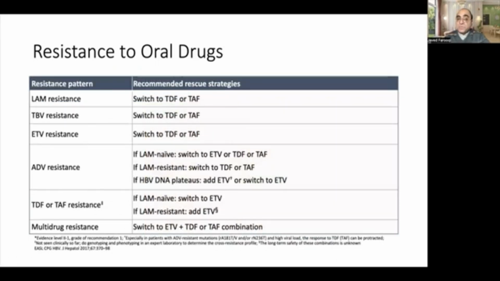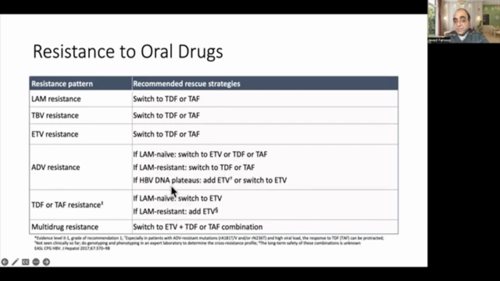When the patient develops resistance, when it is a lamivudine-experienced patient, then you start the patient on TDF or TAF. When it is a telbivudine-resistant patient, again the same, TDF or TAF. Entecavir, again TDF or TAF. Adefovir: if lamivudine naive, you can switch to entecavir or TDF. If lamivudine resistant, then TDF or TAF.